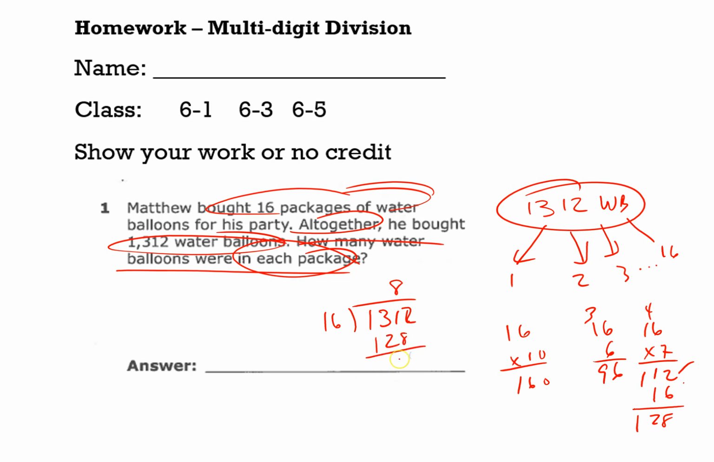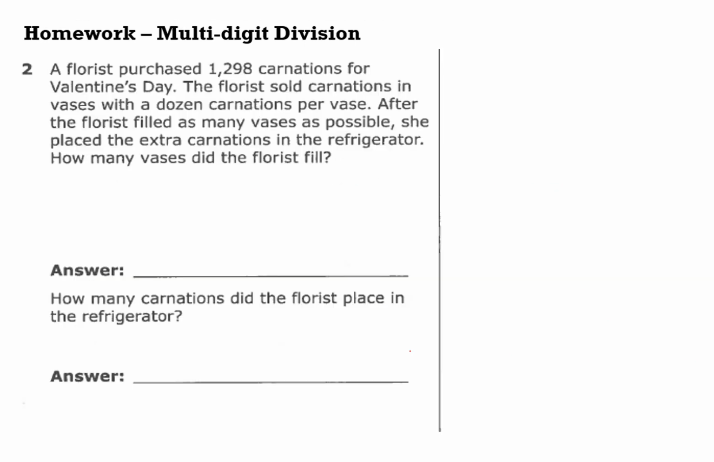128, 32. Excuse my handwriting. I bring down my 2. That would be 2, 32, 0. So the answer is, how many water balloons in each package? 82 water balloons in each package. Okay, to the next one.